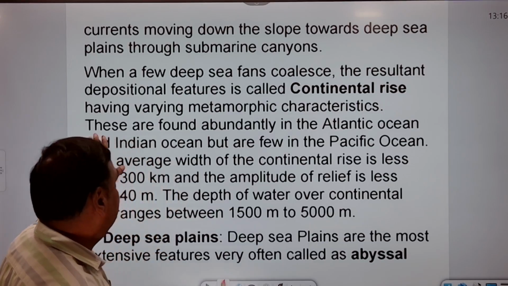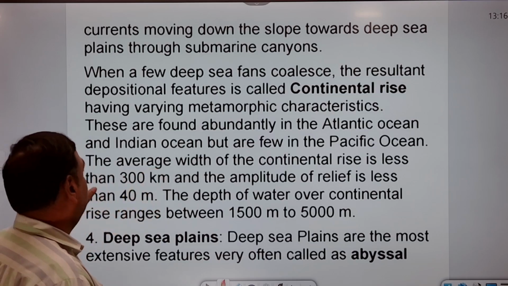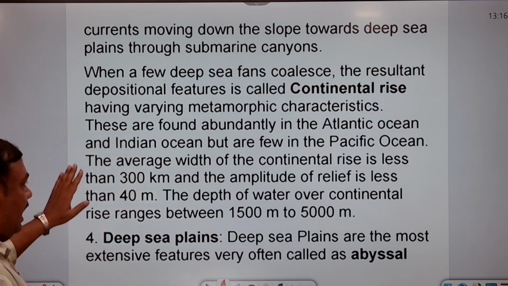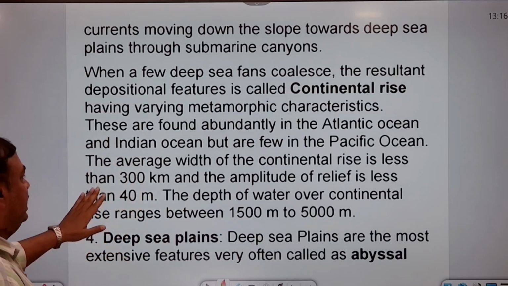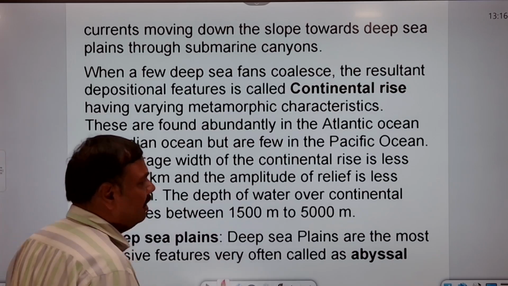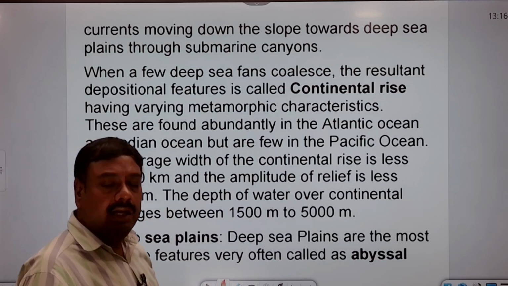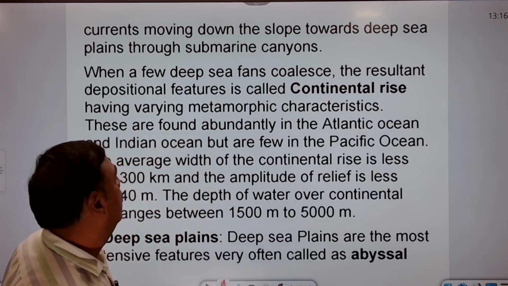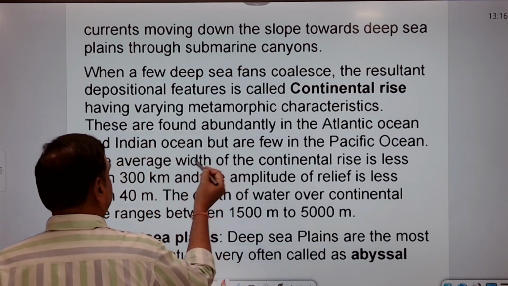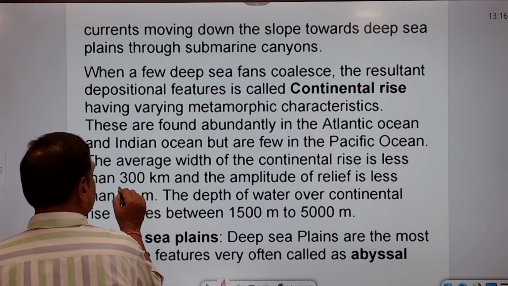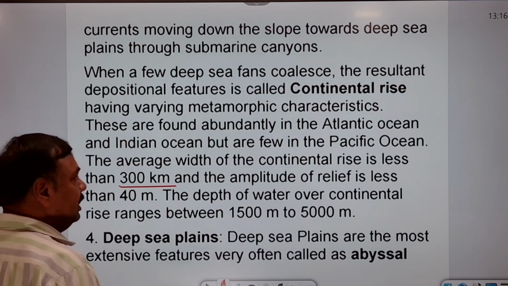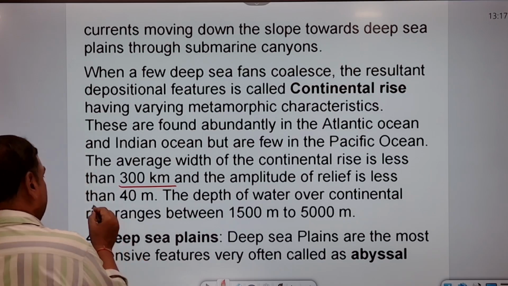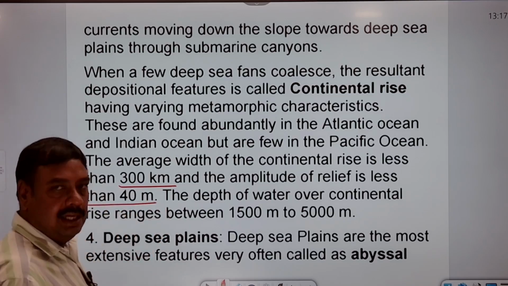What is important here, these are found abundantly in the Atlantic Ocean and Indian Ocean, but are few in the Pacific Ocean. The average width of the continental rise is less than 300 kilometers. Obviously, since they are found nearby the bottom of the continental slope, the width is less than 300 kilometers, and the amplitude, meaning its height, the amplitude of relief, is less than 40 meters. Obviously, it is not much.